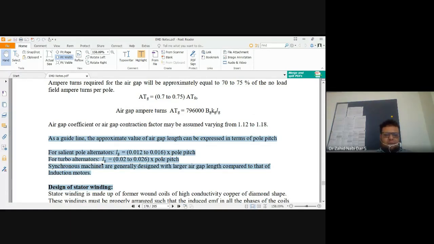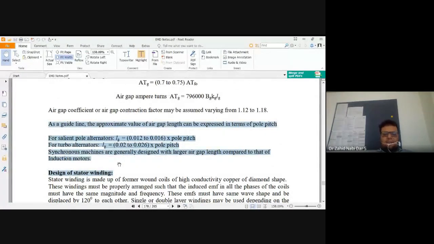Now, the same for the turbo alternator. They have considered this for salient pole, which would mean hydro alternators. Salient pole alternators don't run at very high speed, and turbo alternators are cylindrical or non-salient, so these alternators are also called non-salient or cylindrical, and they run at fast speed. So in this case, the length of the air gap would be 0.02 to 0.026 into your pole pitch. Synchronous machines are essentially designed with a larger air gap as compared to induction machines.